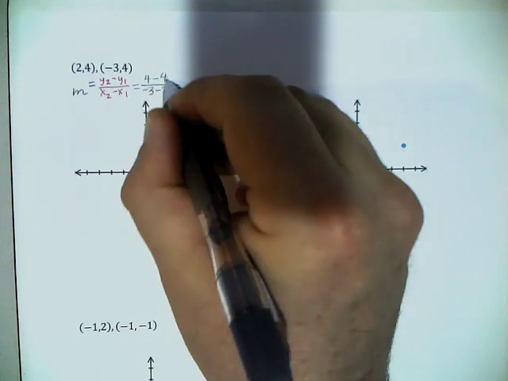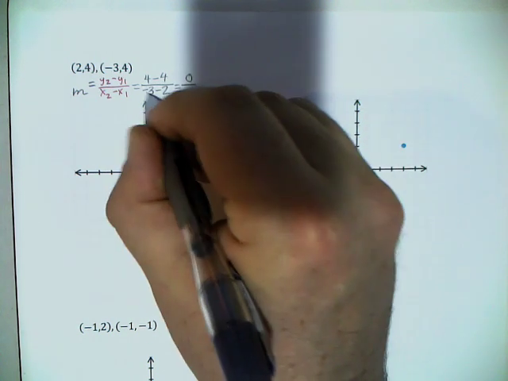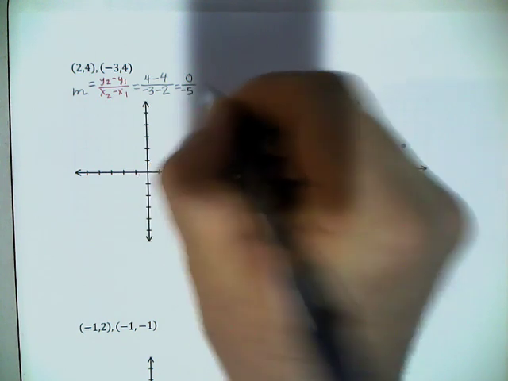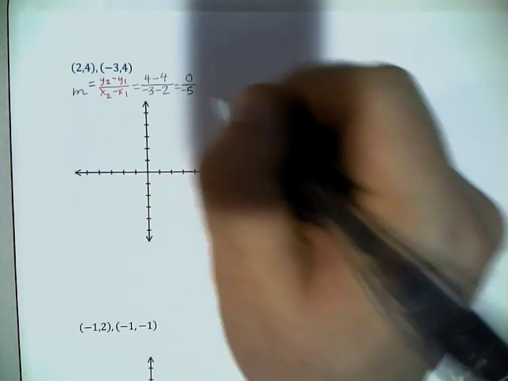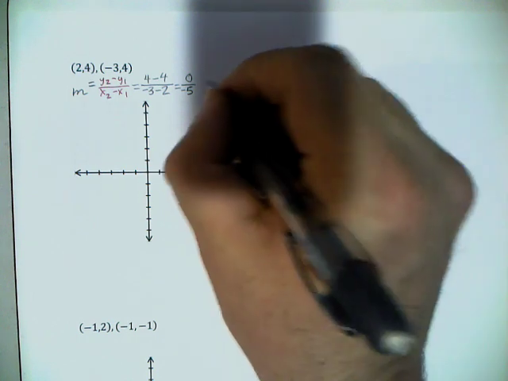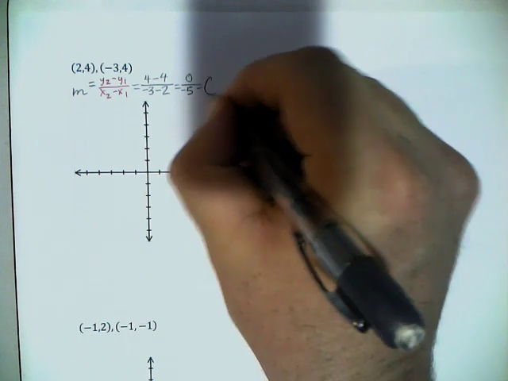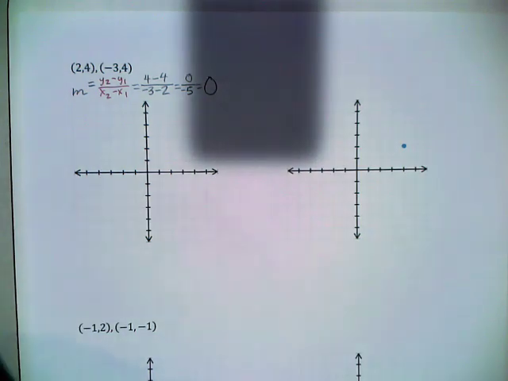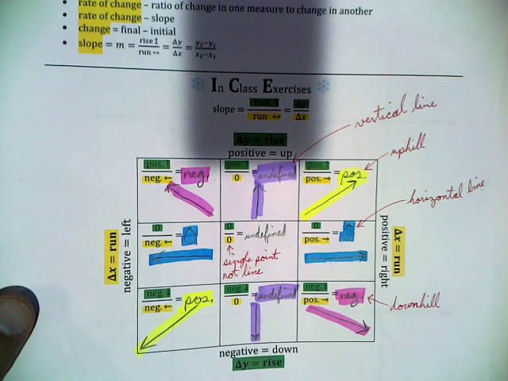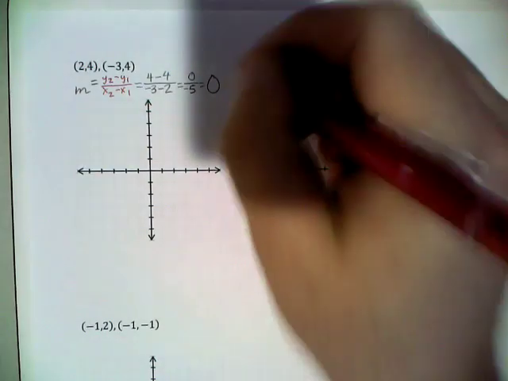So if we simplify this, 4 minus 4 is 0. Negative 3 minus 2 is a negative 5. And so, well, 0 over negative 5 is just 0. So right off the bat, this should register with you a little bit based on the chart we did on the front. A slope of 0 means that something is horizontal.